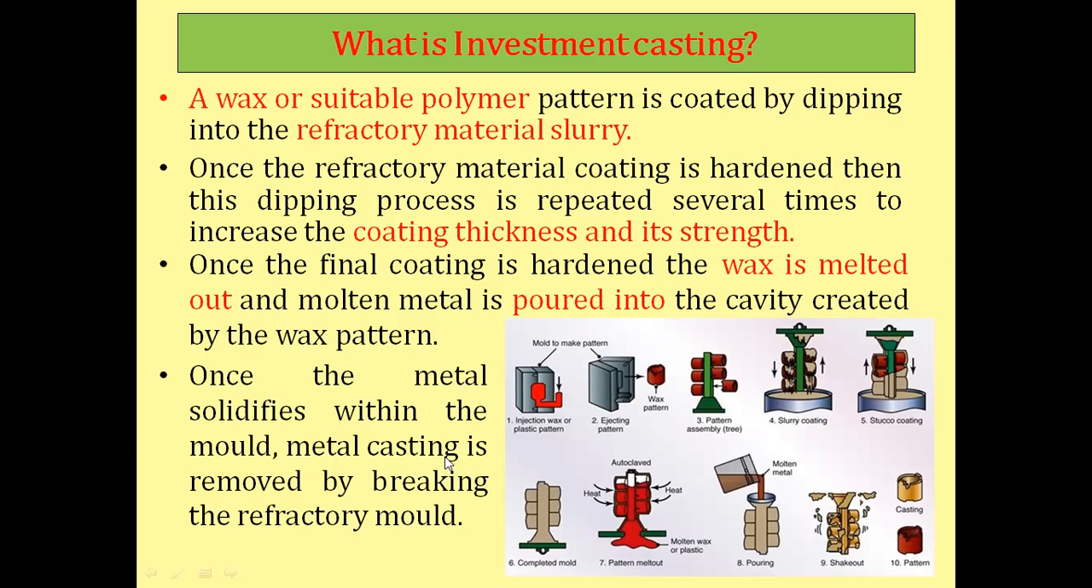Once the metal solidifies within the mold, the metal casting is removed by breaking the refractory mold. Here we can see these are the patterns. These patterns are dipped into the slurry coating, and a number of coats are put on the wax pattern. After that, molten metal is poured into that cavity after removing the wax from the cavity. And after that the mold is broken out and the actual component is taken out from the mold.